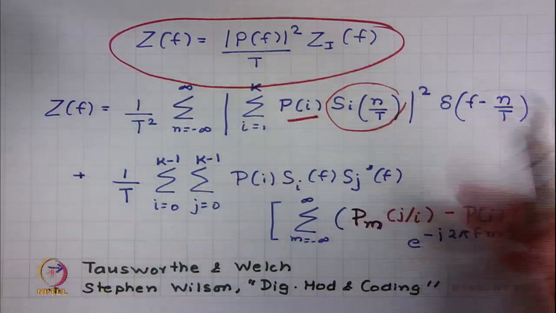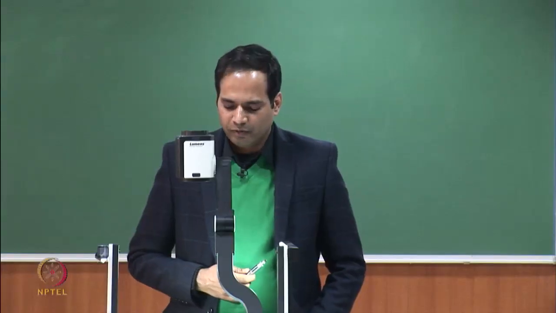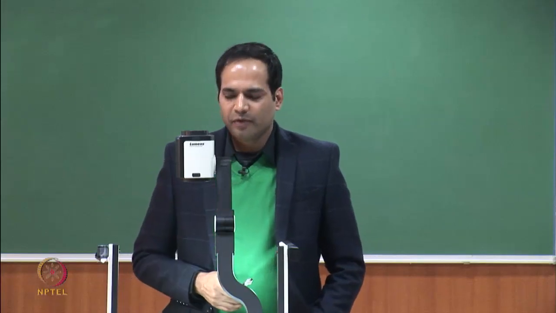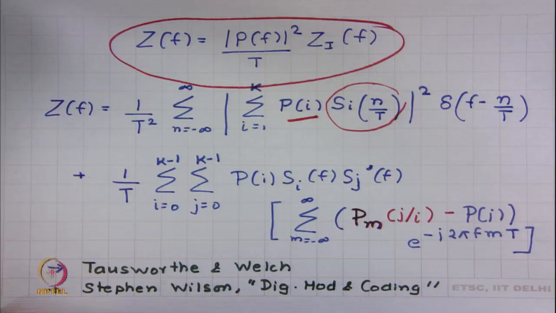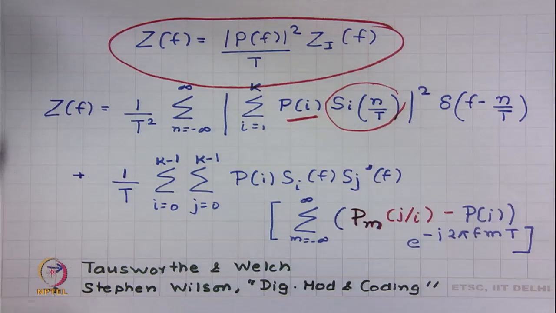So, we will not derive this, I am just bringing this out before you, so that you know that such a formula already exists. So, if you ever need this, just refer to this paper by Titsworth and Welch for the proof and understanding of this formulation, or you can refer to the book by Stephen Wilson on digital modulation and coding, where again you find the proof and explanation for this result.